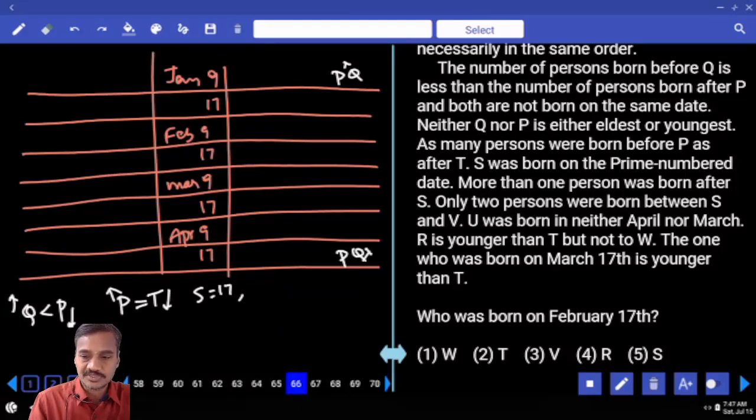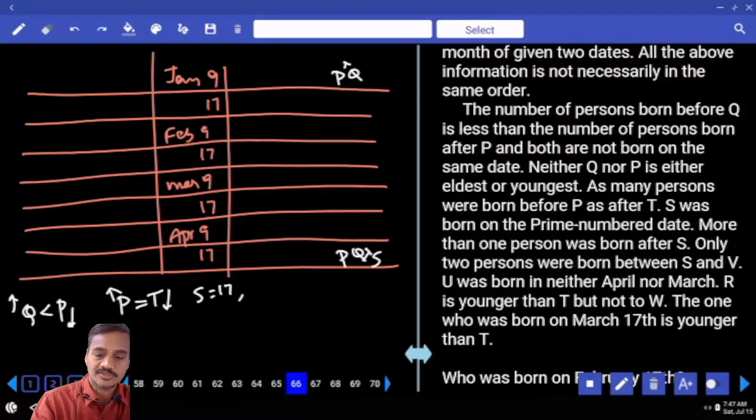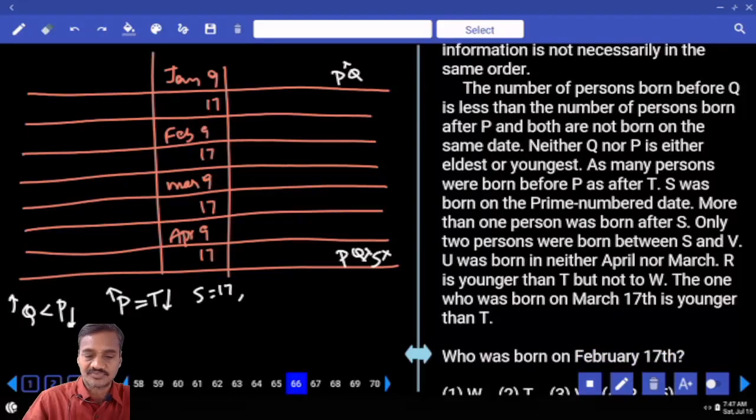And more than one person was born after S. After S, how many persons are there? More than one person. That means S cannot be at the last date. S can be on March 17th, Feb 17th or Jan 17th. These are the different possibilities we have. Then S is on the 17th, and more than one person was born after S.